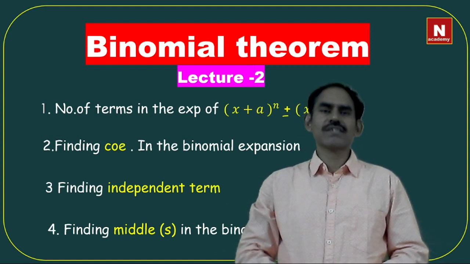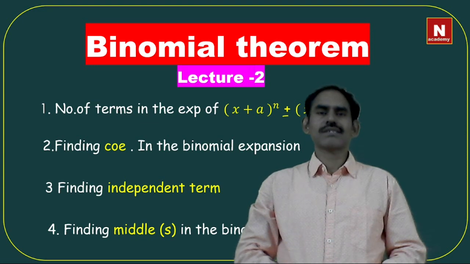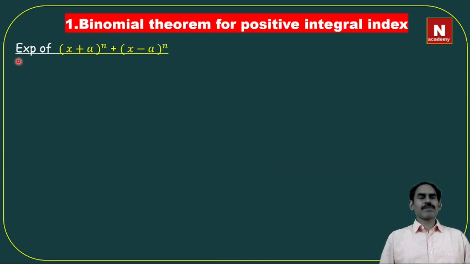Before watching this lecture, watch my lecture number 1 for better understanding. So let us start lecture number 2. Now we are finding the expansion of (x + a)^n + (x - a)^n. First expand (x + a)^n and after that (x - a)^n. When you add these two expressions, you will get another expression.